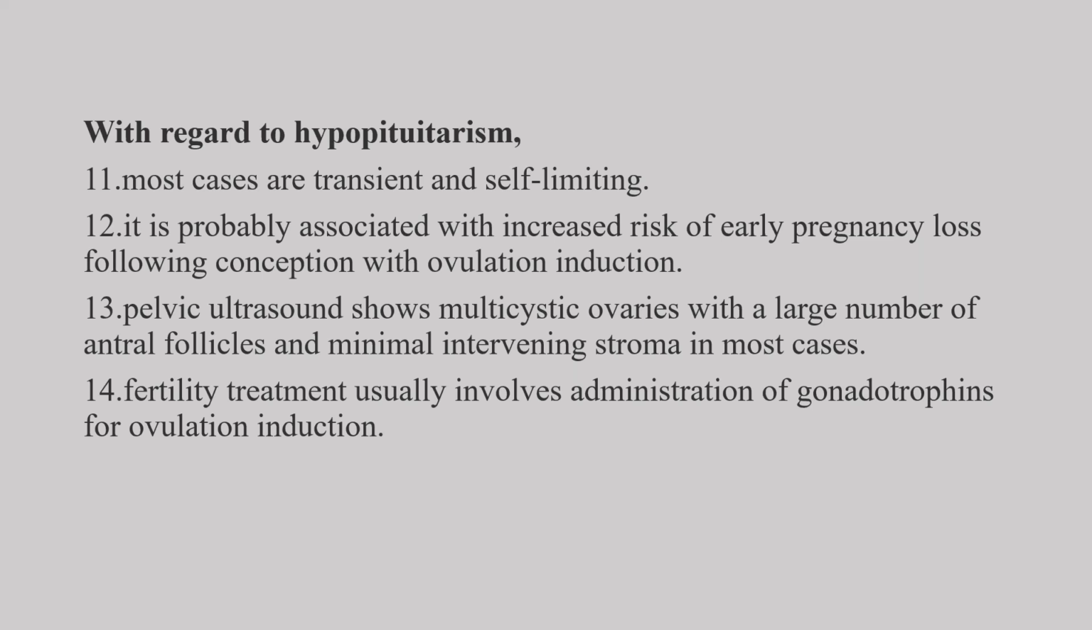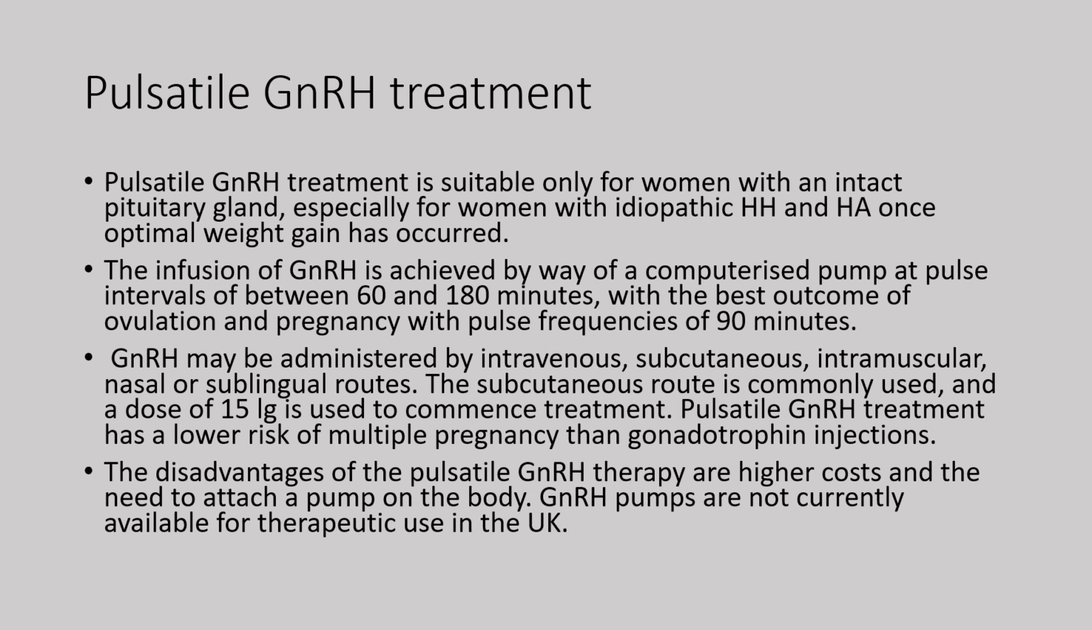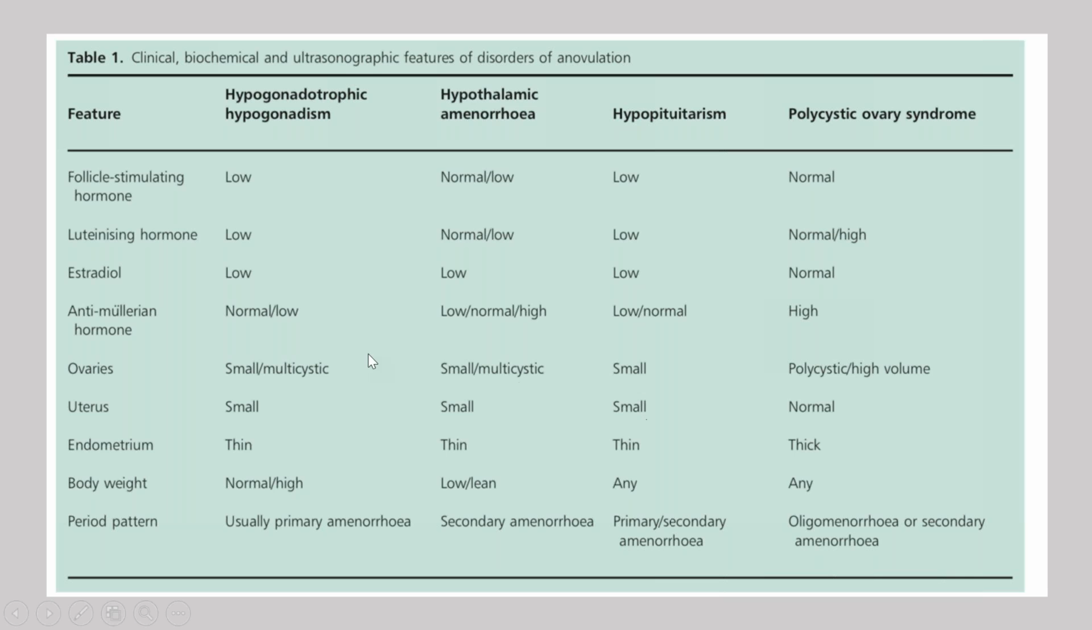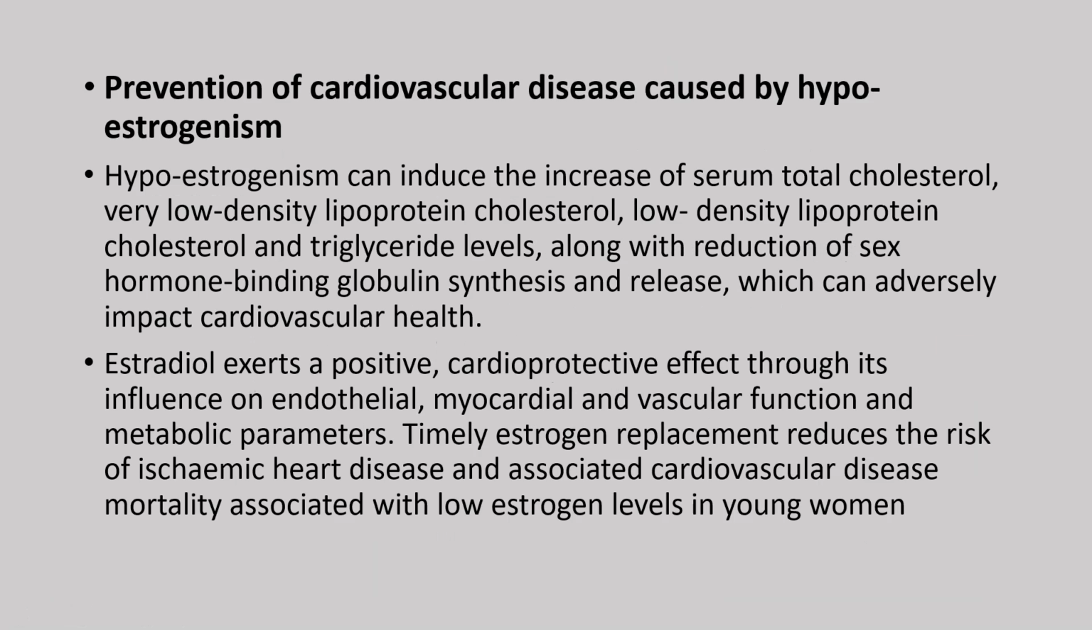Pelvic ultrasound shows multicystic ovaries with a large number of peripheral follicles and minimal intervening stroma in most cases. True or false? No. In this case, there are small ovaries. If you go back to your comparison chart, you can see here. Remember, this can be shown as multicystic. This is also multicystic, but this is small. So in this case, it is not there.